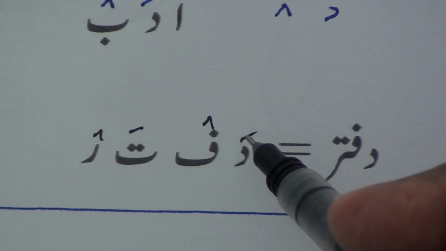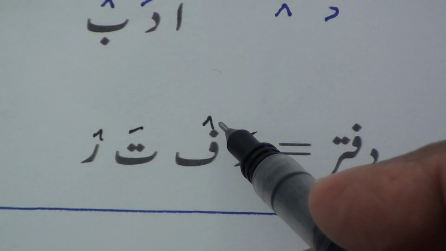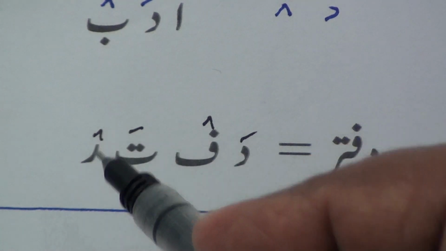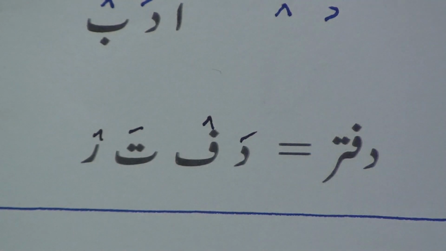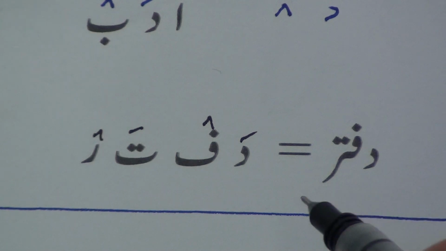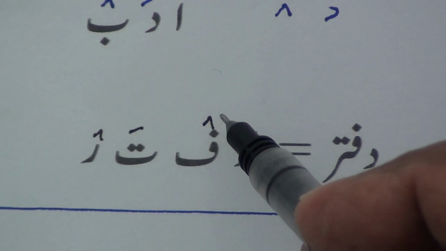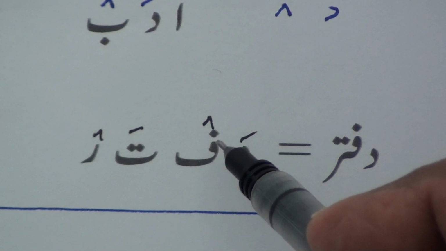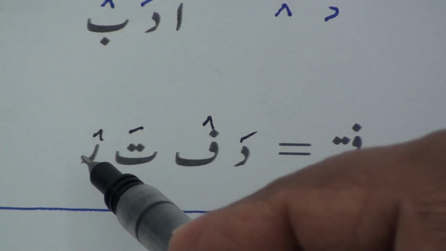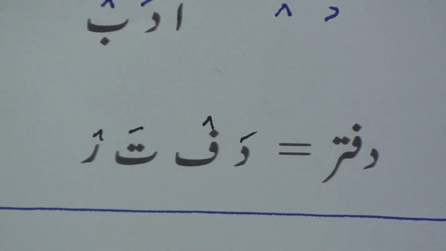If zabar were also on fe and re, then its pronunciation would be dafatara. But there is no vowel attached to fe and no vowel attached to re, so it is pronounced as daftar. Dal, fe, daf, te, re, tar. Daftar.